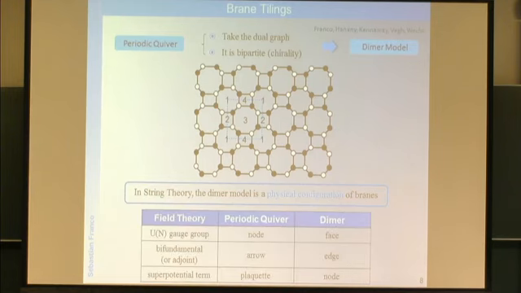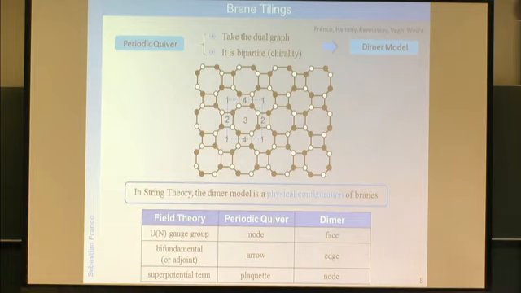Okay, so how do we see the gauge theory here? Well, a U(1) gauge group corresponding to a node in the quiver corresponds to a face here. Bifundamental or adjoint chiral multiplets correspond to edges here, because they are the duals to arrows. And superpotential terms correspond to these plaquettes in the periodic quiver, and these are the nodes here.